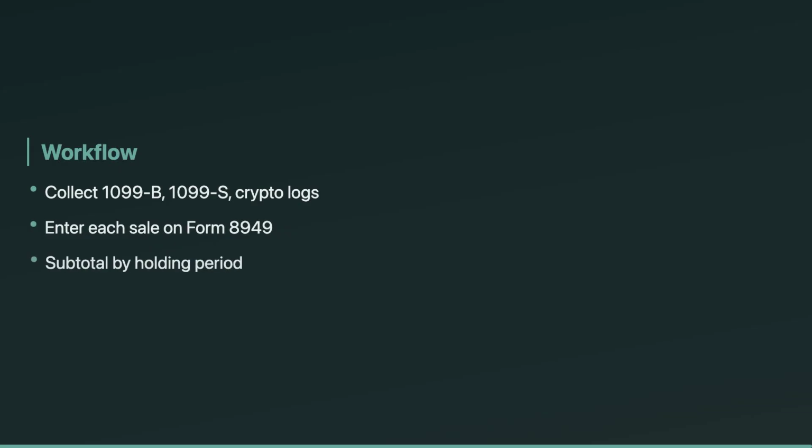Let's tie it together with a realistic workflow. You gather trade confirmations and any forms 1099-B, 1099-S, and crypto records. You list each sale on Form 8949 in the right part, short-term or long-term, and include any adjustments. Then you total each category and transfer those totals to Schedule D. Schedule D nets everything and produces the final number that flows to Form 1040. Details first, scoreboard second.